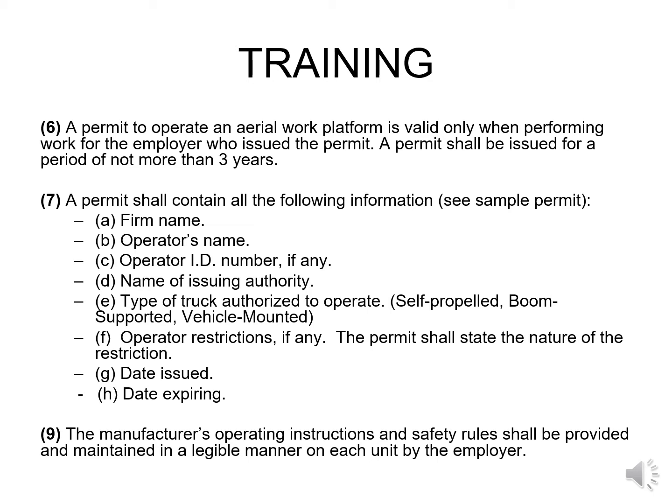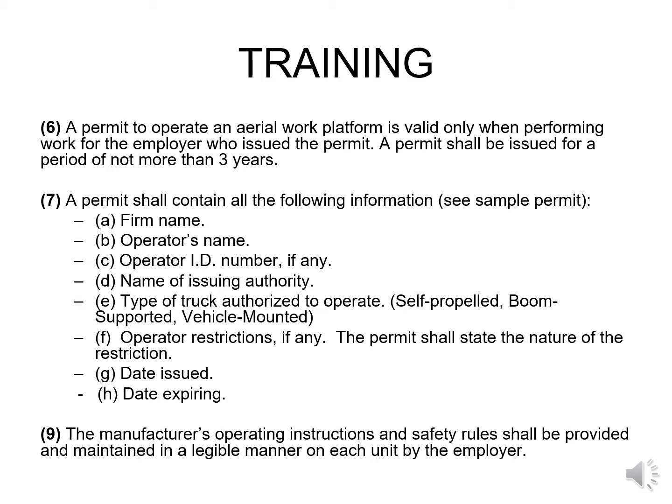The OSHA standard continued regarding training. 6. A permit to operate an aerial work platform is valid only when performing work for the employer who issued the permit. They're not transferred from one employer to another. A permit shall be issued for a period of not more than 3 years. Then retraining is required.